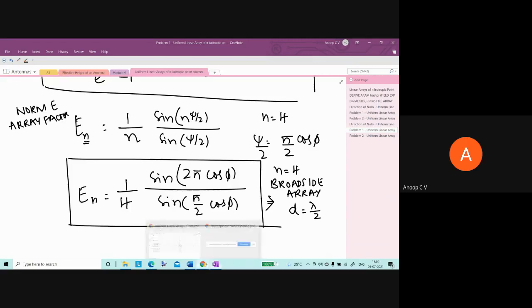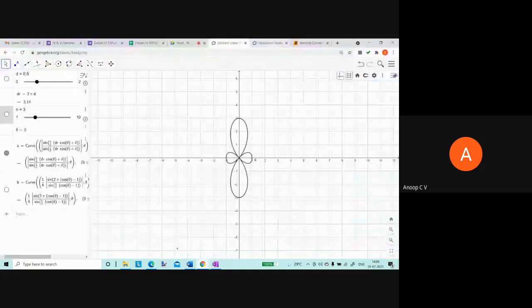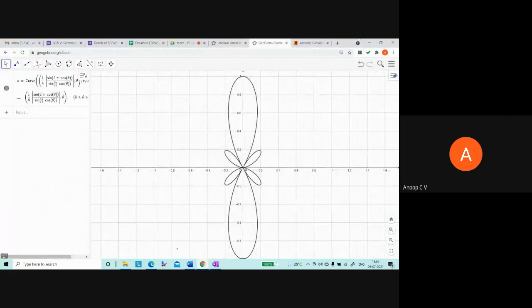If you plot this, I'll just show the simulation again. This is what you will get. As it is broadside, you can see the maximum will happen along 90 and 270, and there are 1, 2, 3 nulls on each side. As n is equal to 4, please remember, if you consider one side, there will be 4 lobes including the main lobe, and 3 nulls.